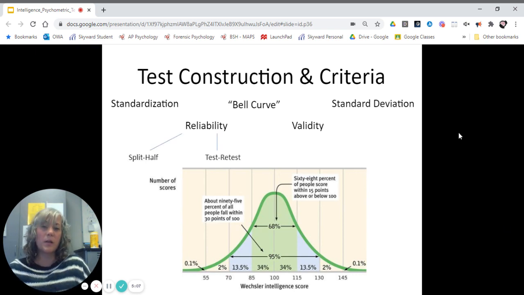The first being split half, and the second being test-retest reliability. So split half is exactly what it sounds like. Split half reliability is if you take the entire set of scores, and you get a bell curve.